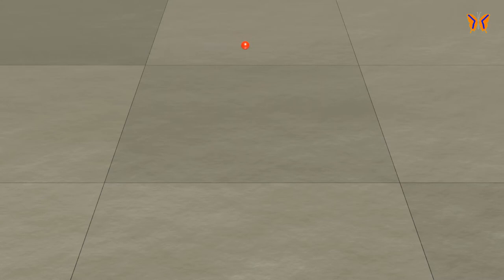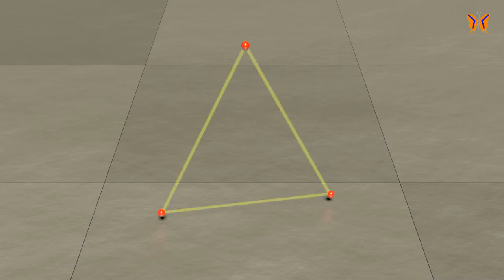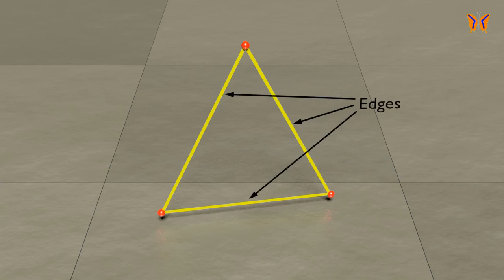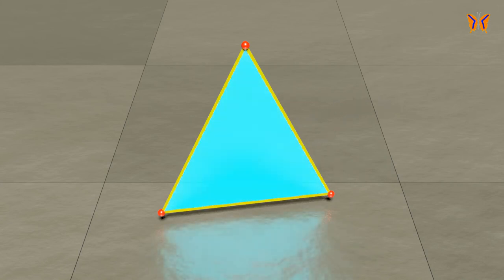Next, we create two more vertices. We then join the vertices together with straight lines called edges to create a closed triangular shape. Finally, we fill the area inside the triangular shape with an opaque color to create a face. We have now created a mesh.